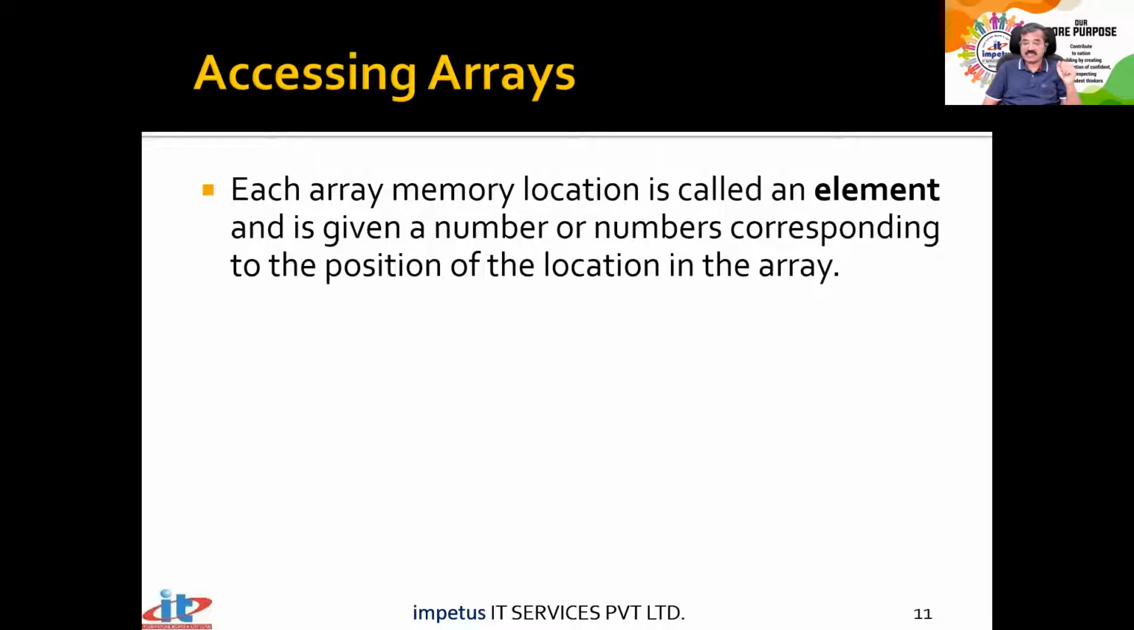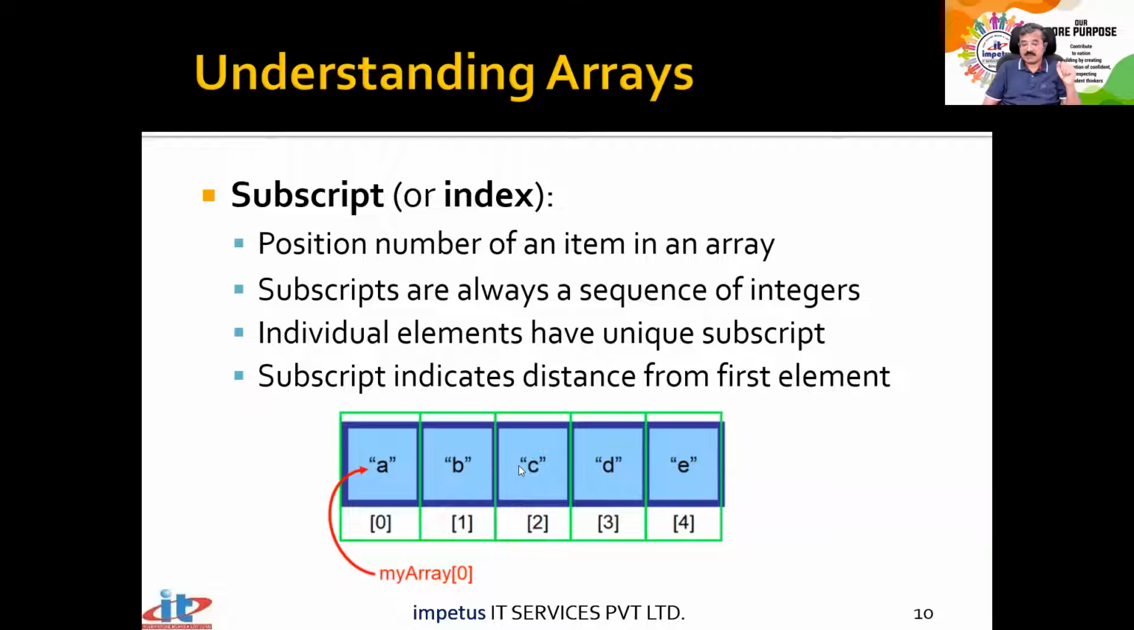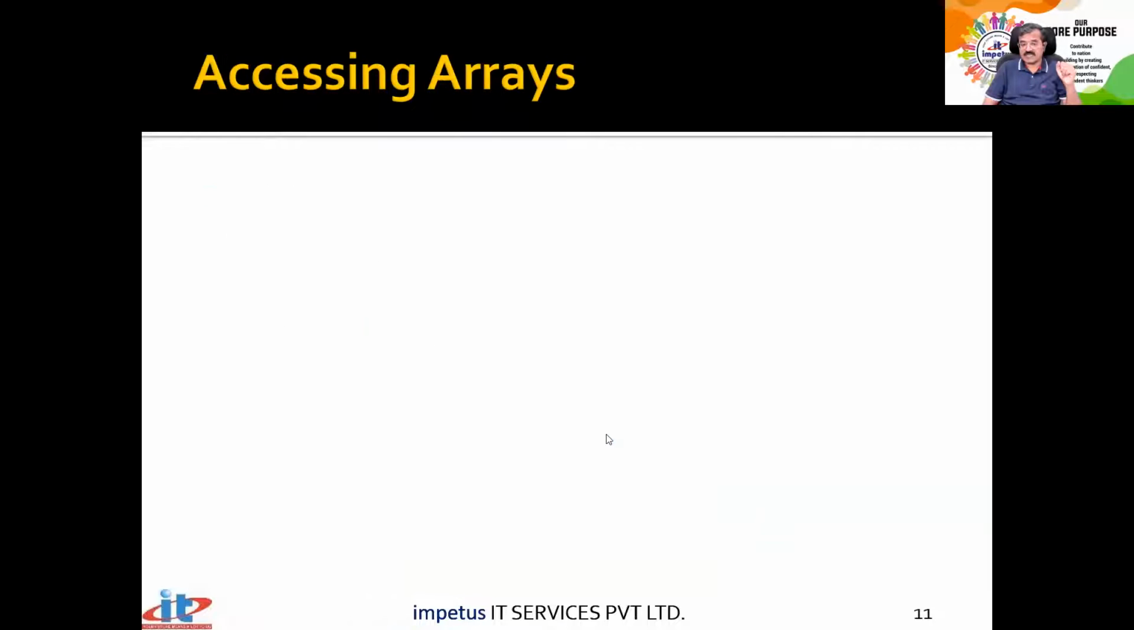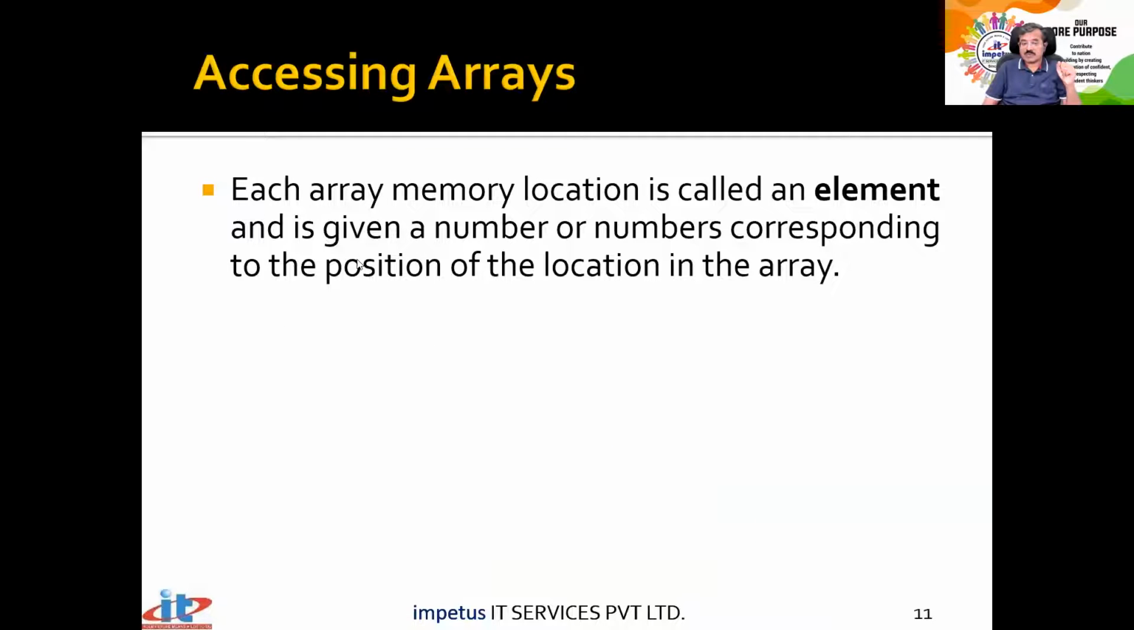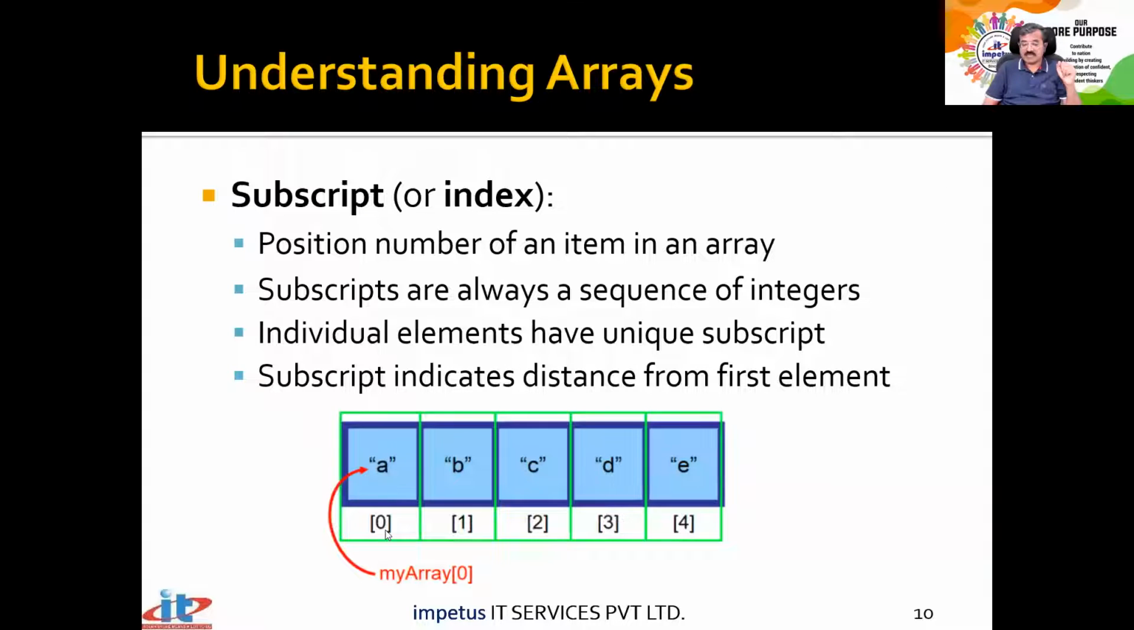Now, how do I access elements in the array? Each memory location is called an element. So I'll call first element, second element, third element, fourth element, fifth element inside this array. And the location is given a number, or numbers corresponding to position in the array. So look at this. The first element has been given position 0. Second has been given position 1. That's the subscript.